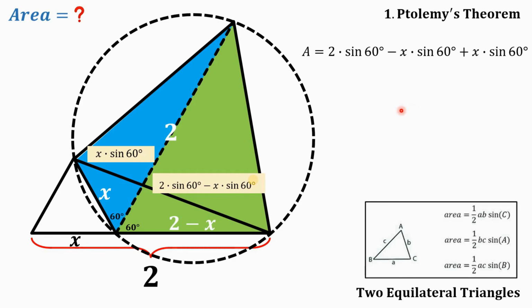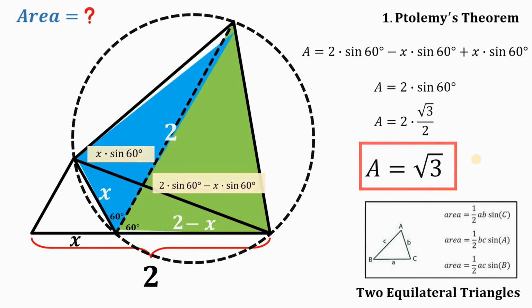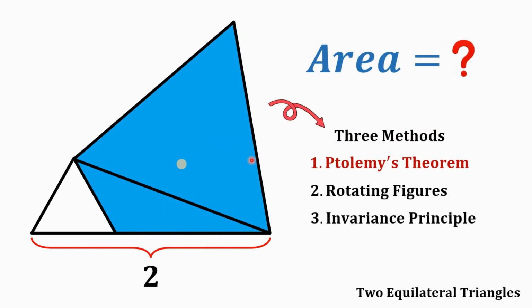In short, the area of this quadrilateral is simply equal to 2 times sine 60 degrees. And the value of sine 60 degrees is simply equal to square root of 3 over 2. These two cancel out. In short, the area of this quadrilateral is simply equal to square root of 3 square units. And that is our answer to this question. So using Ptolemy's theorem, we get that the area of this shaded region, or this quadrilateral, is simply equal to square root of 3 square units.